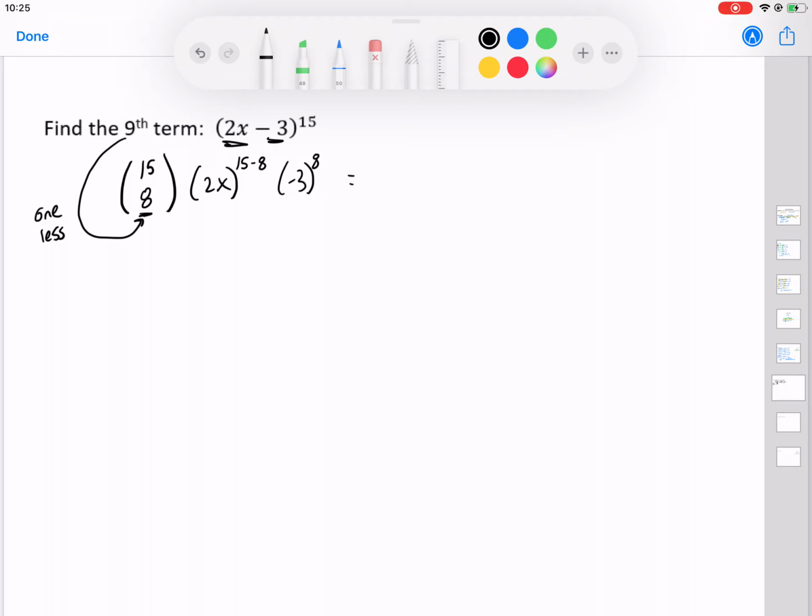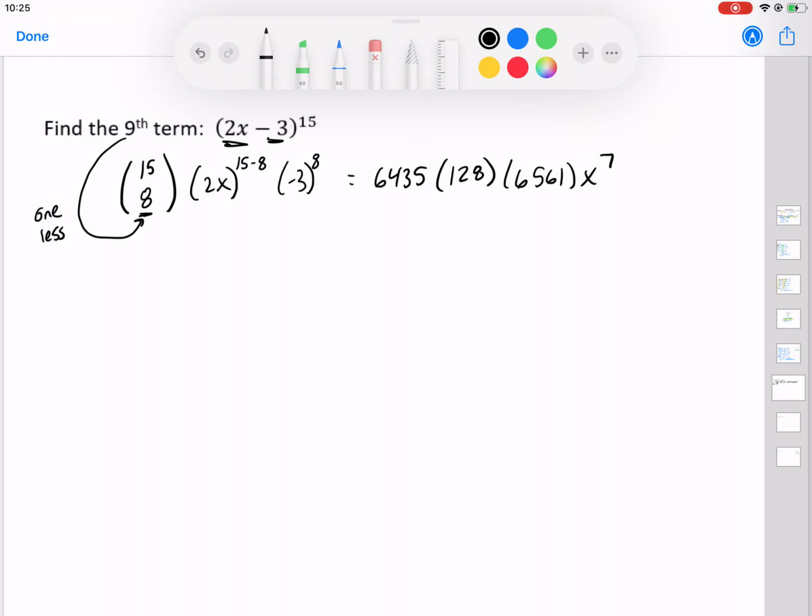I get 6,435. And then 15 minus 8 is 7. So this is just 2 to the 7. And 2 to the 7 is going to be 128. And then negative 3 to the 8th is 6,561. Isn't this lovely? And then we're doing x to the 7th.